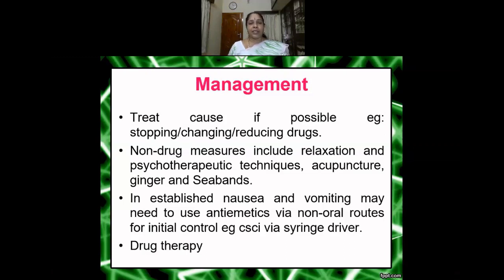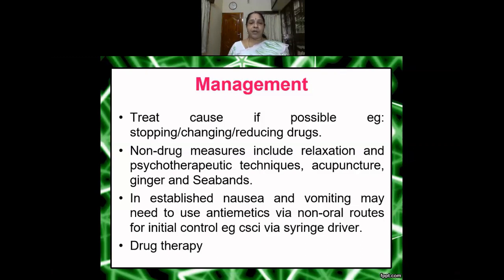And how do we manage nausea and vomiting? We should first try to treat the cause if possible. We should identify what is the cause of nausea and vomiting, and treat the cause. For example, stopping the drug or changing the drug, if it is caused because of a medicine, or reducing the dosage of the drug can be tried.